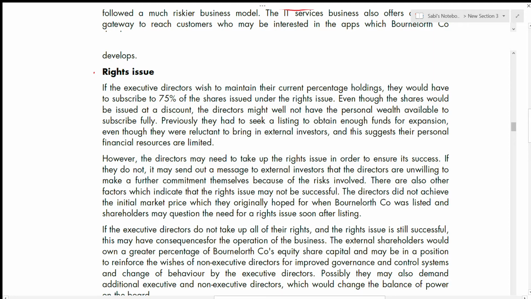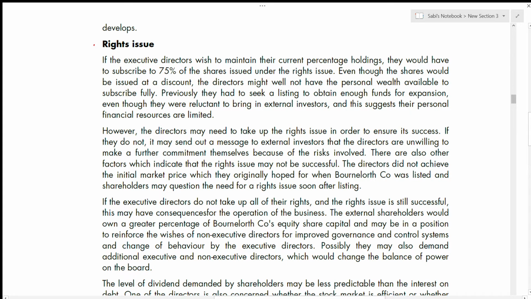So, right issue. If the executive directors wish to maintain their current percentage holdings, they would have to subscribe 75% of the shares issued under the right issue. Even though the shares would be issued at a discount, the directors may well not have the personal wealth available to subscribe fully. Right? Previously they had to seek a listing to obtain enough funds for expansion, even though they were reluctant to bring in external investors, and this suggests their personal financial resources are limited. Right? Why are they going for an expansion? They are obtaining a listing so that they get enough funds for expansion. This suggests that they don't have internal resources. It is limited.